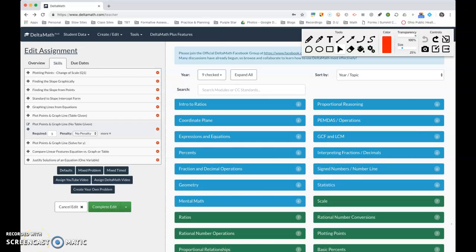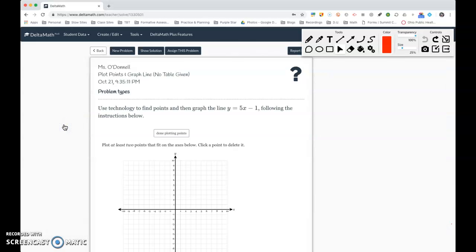I got a few questions that I wasn't able to respond to directly today about Delta Math, claiming that there weren't any videos. So I thought I would make a quick video for you guys to see how to work through these problems. The first section that I got a question on was this plot points and graph a line with no table being given. So let's check this out.